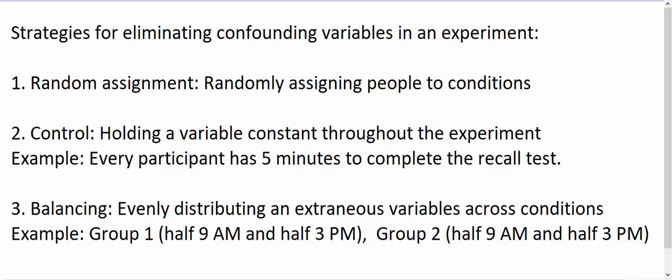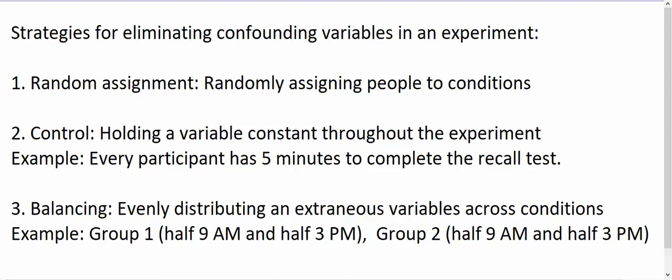So first of all, there's random assignment. Random assignment is something we've been talking about all semester. It's a process of randomly assigning people to conditions. If a researcher assigns people to conditions in a non-random way, that might create confounding variables.